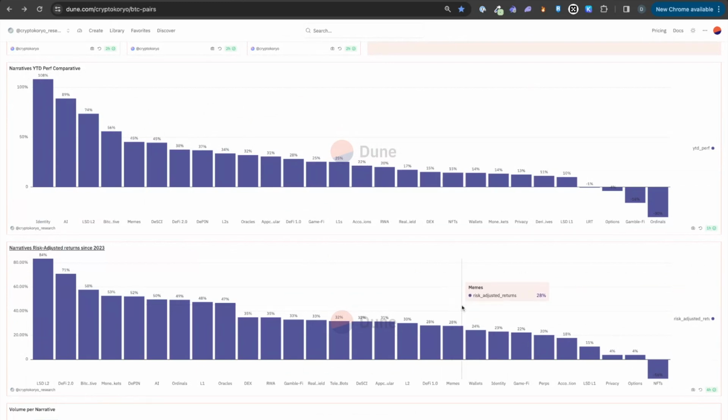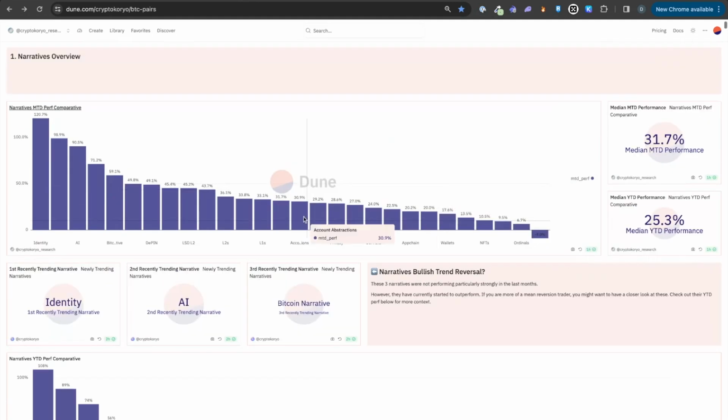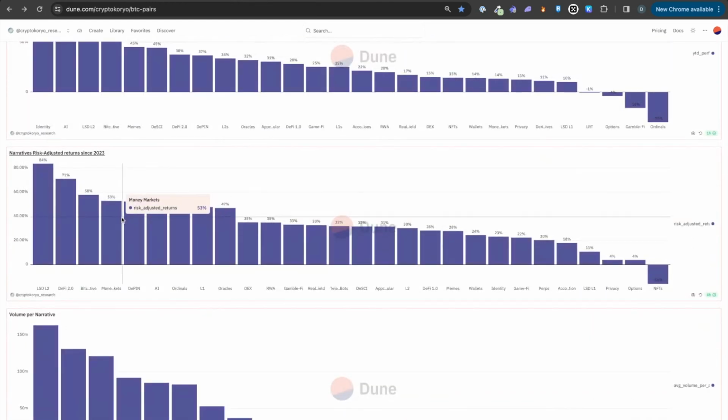So they have a lot of volatility, which means if you measure the risk-adjusted returns, they are not among the best narratives, of course. And then you can see, for example, here LSD, L2 projects like Pendle, and DeFi 2.0 and Bitcoin narrative being among the best. Interestingly, money markets rarely outperform in dollar terms, but because they have lower volatility, they actually have good risk-adjusted returns. So for more conservative investors and traders, they might want to look into this.